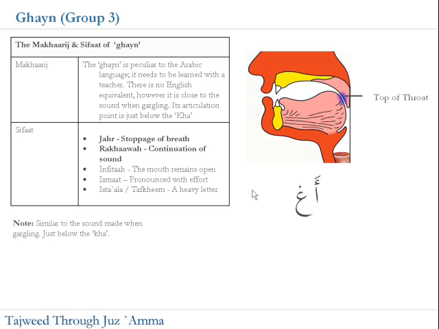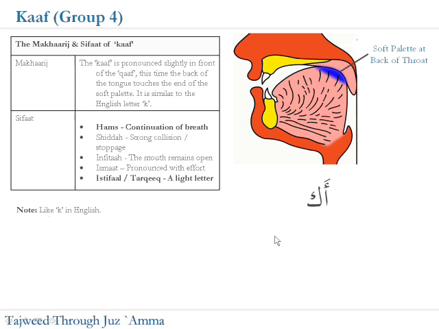And the important thing here is try not to do the grinding. So don't go ach, ach, because then it sounds more like the ha. So we say agh, agh. And this is a stoppage of breath, so there's no sort of breath released at the end, but it's a slight continuation of the sound.